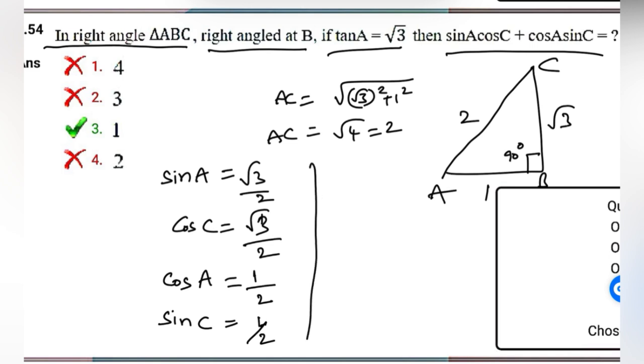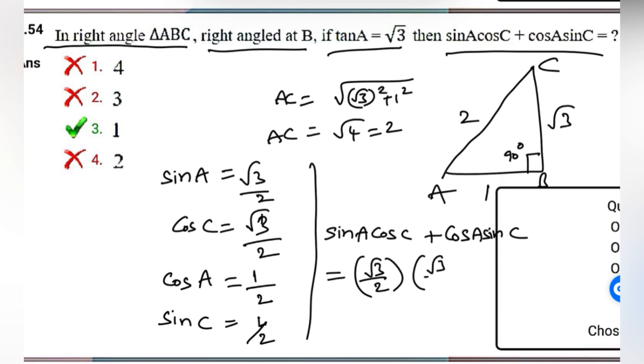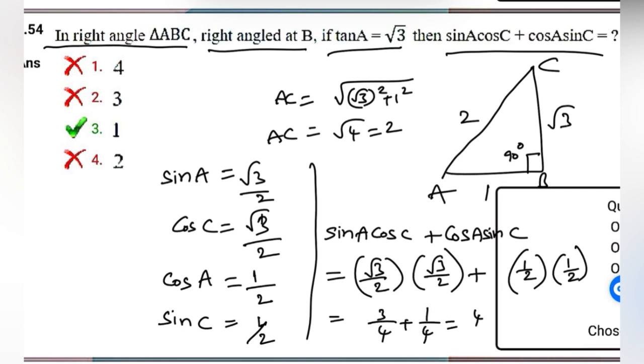So sin A cos C plus cos A sin C is equal to root 3 by 2 into root 3 by 2 plus 1 by 2 into 1 by 2, which is equal to 3 by 4 plus 1 by 4, that is equal to 4 by 4, which is equal to 1.